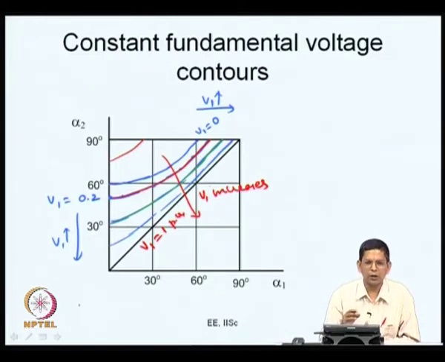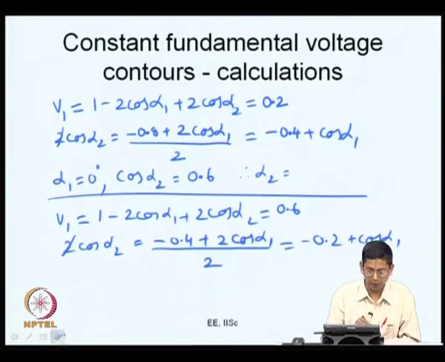So, there are several values of alpha 1 and alpha 2 that could give the same V 1. We are first at least understanding what the various values of alpha 1 and alpha 2 are that give us a particular value of V 1, and then we can go on to select which value of alpha 1 and alpha 2 based on the harmonic content, which is what we will do subsequently.